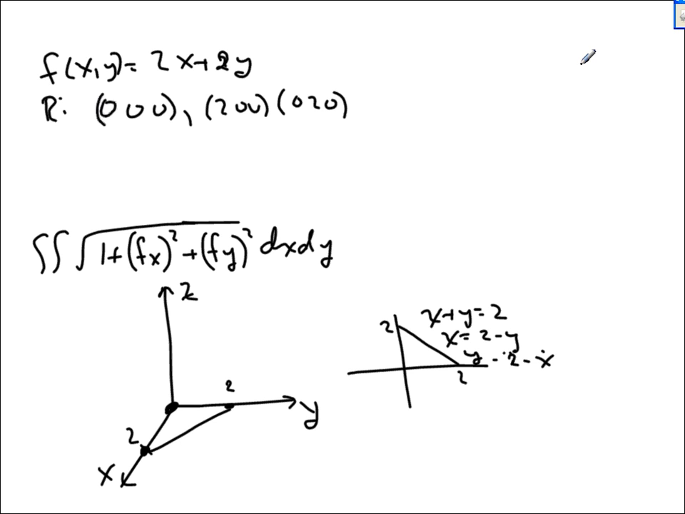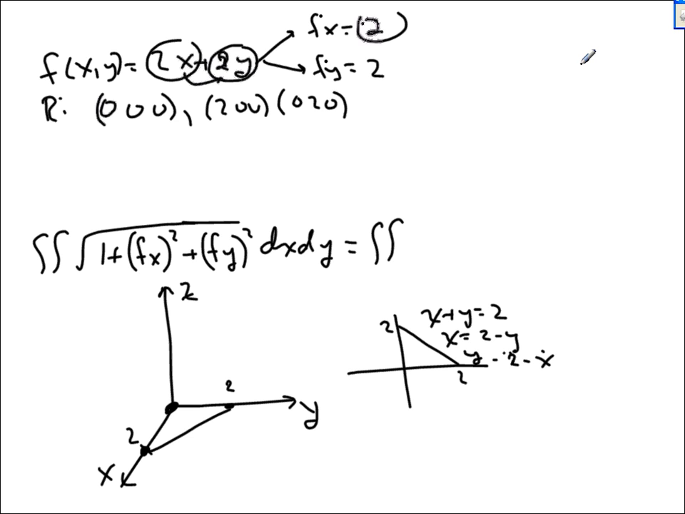Okay. Well, what is fx? What is fy? Fx, the partial of this with respect to x, is 2 plus the partial of that with respect to x, which is 0. 2 plus 0 is 2. Symmetrical between x and y. That is, fy, we'll copy that and interchange x and y. It's just 2 as well.